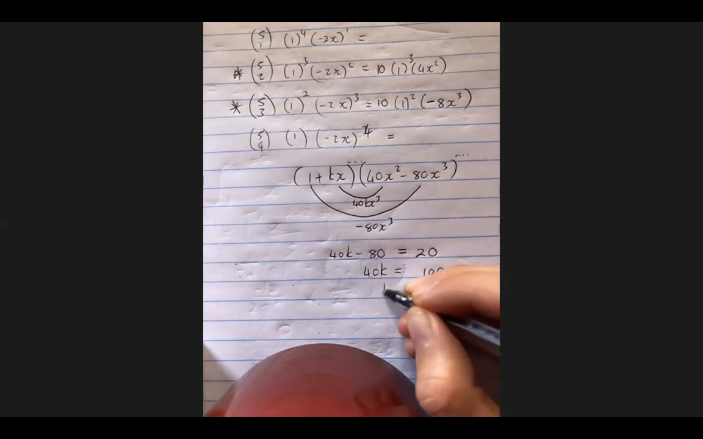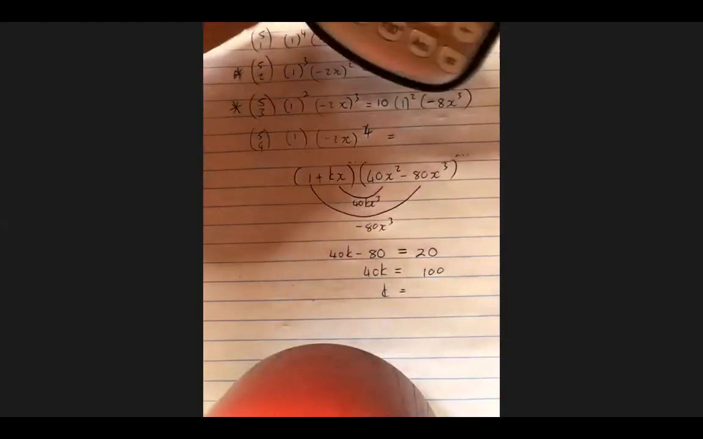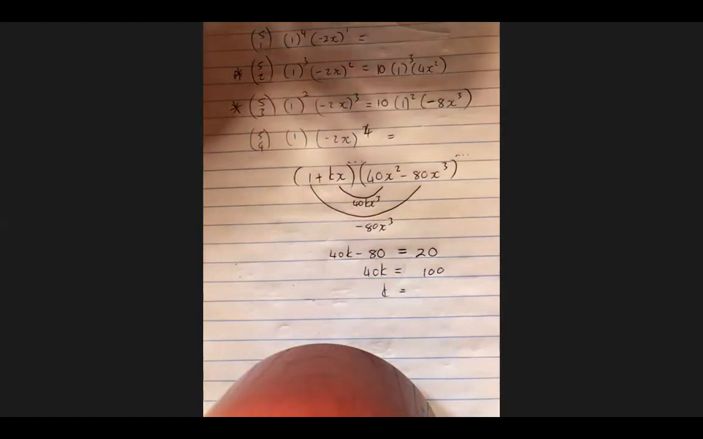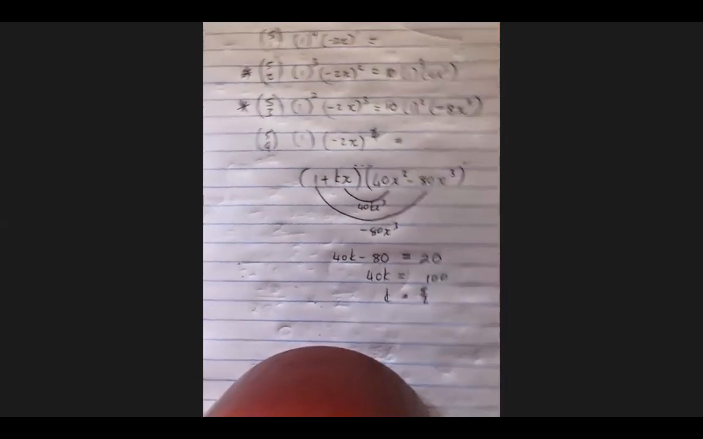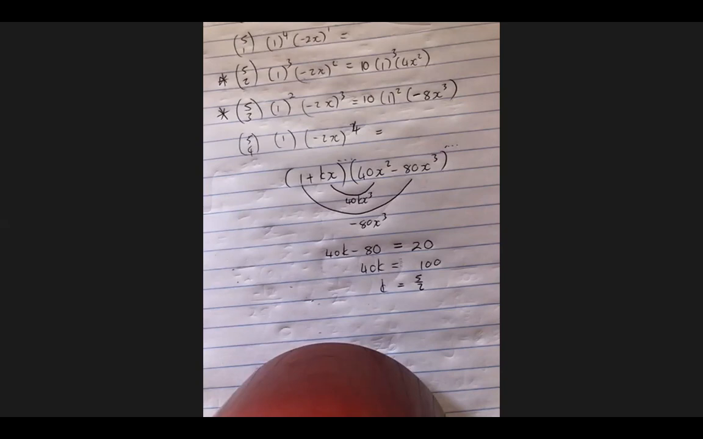It's 100. Ooh, why am I getting a fraction? It's okay. Let's just see, 100 divided by 40. I get 5/2. Let's confirm, because I always feel a little strange if I get a fraction.